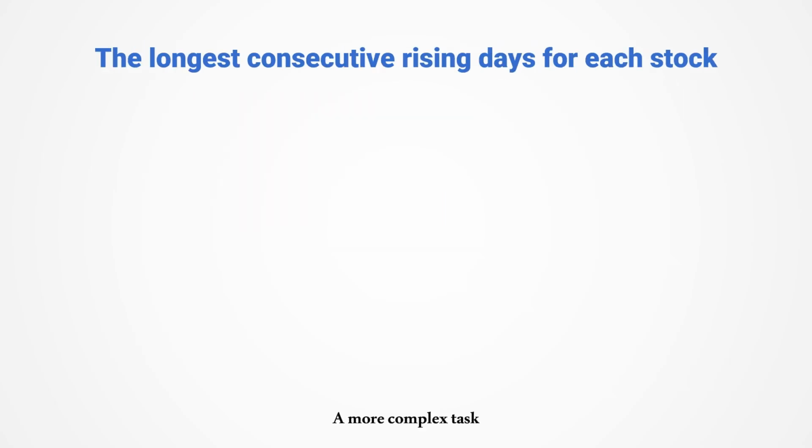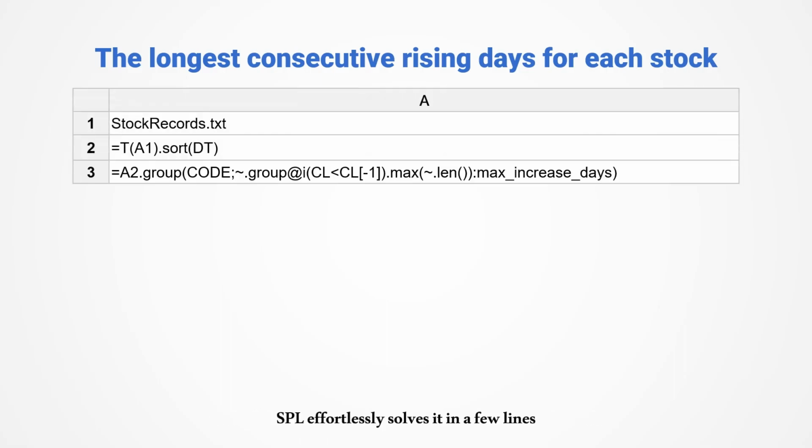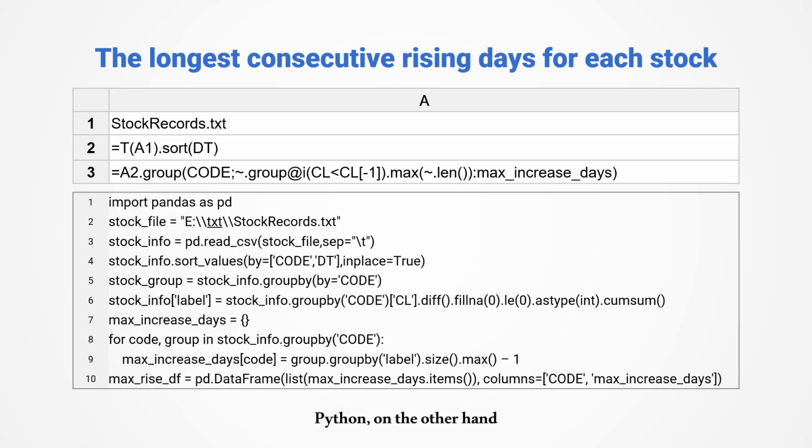A more complex task, to find the longest consecutive rising days for each stock. SPL effortlessly solves it in a few lines, with the key code being just 1 line, without any need for loop statements. Python, on the other hand, is much more verbose and typically requires an explicit loop.